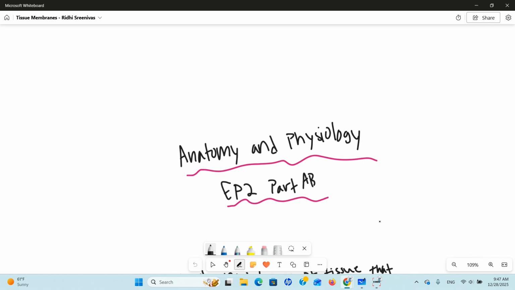And I'm bringing this up after talking about epithelial tissue and connective tissues because most tissue membranes in the human body are made of epithelial tissues and supported by connective tissues. So basically connecting these two concepts we previously learned about.